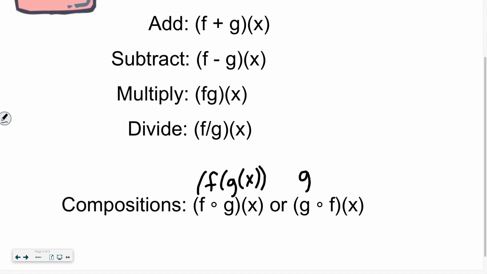Okay. You can write it both ways in your notes today.